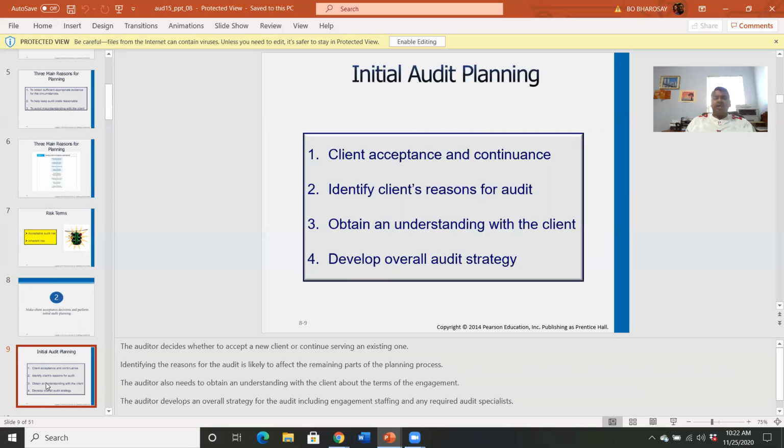Initial audit planning, client acceptance and continuation.